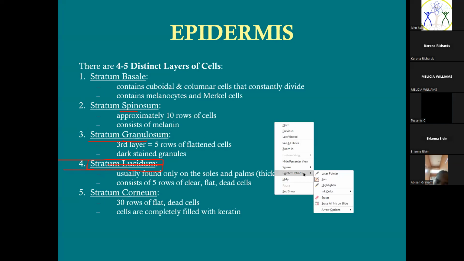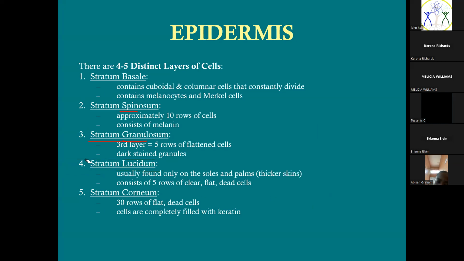Now the lucidum is important because lucid means clear. So when a doctor says to somebody they're lucid, it means that they're not mentally foggy, they're mentally clear, right? So stratum lucidum is a clear layer of cells. You can stick things in and still see them. You know, that's what you want to do. It says here, 5 rows of clear, flat, dead cells, right?